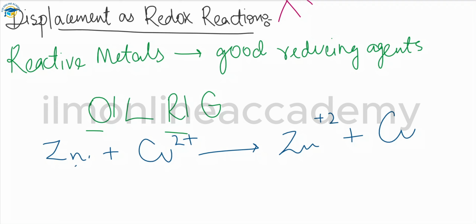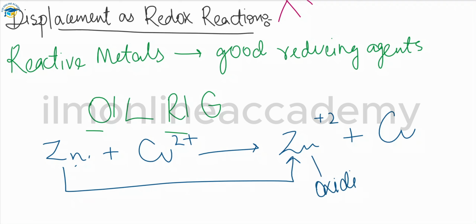Zinc is neutral before the reaction, but when the reaction happens, zinc loses 2 electrons and gives those 2 electrons to the copper. So zinc atoms are oxidized, because oxidation is a loss of electrons. You can see that zinc is oxidized here, and copper ions are reduced. Copper gains those electrons, right?